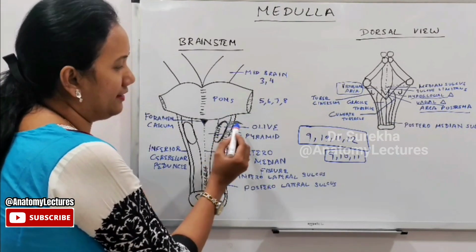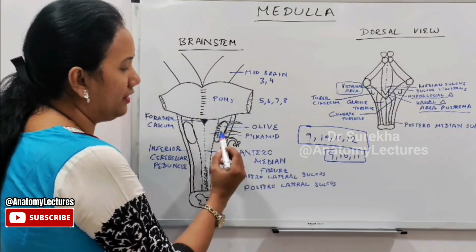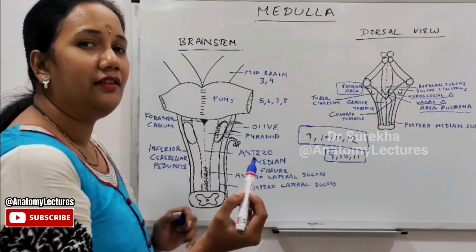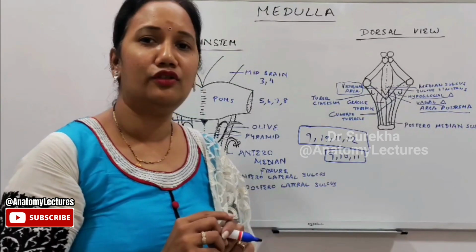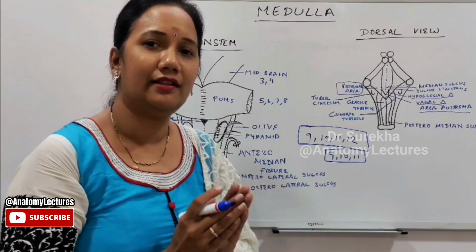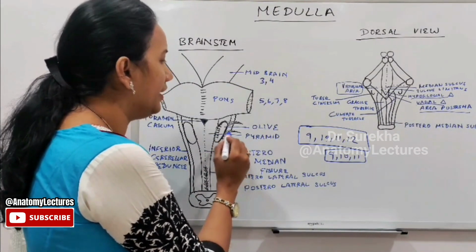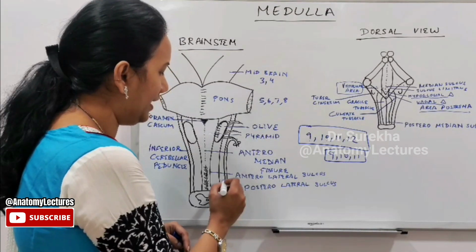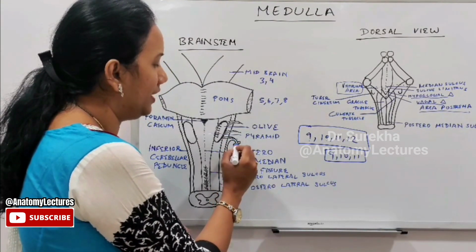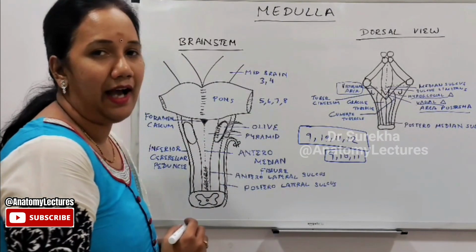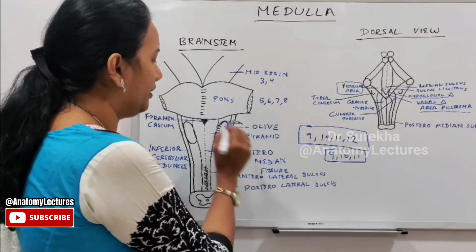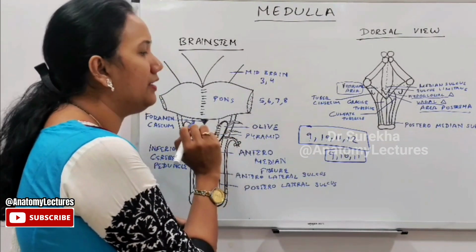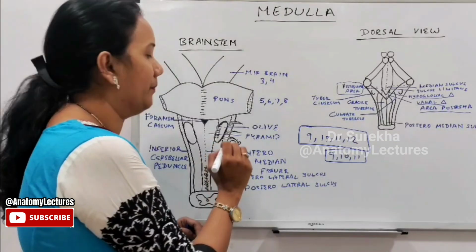So this is the posterolateral sulcus. You see, this is the 9th cranial nerve, this is the 10th cranial nerve, and this is the 11th cranial nerve. The 11th cranial nerve, as you all know, the accessory nerve, has two components: a cranial component and a spinal component. The cranial component will emerge from this posterolateral sulcus, and the spinal component will ascend upwards, and both of them together will join to form the accessory nerve. So this is the spinal component of the accessory nerve, and this is the cranial component, which is emerging out from the medulla.